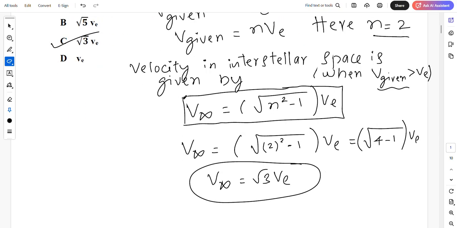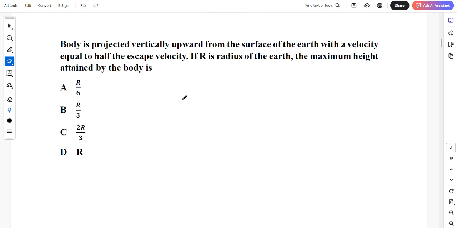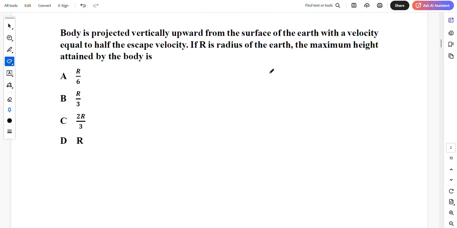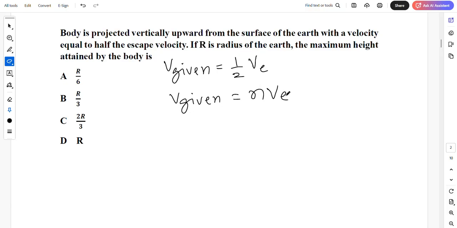Hope you understood. Let us do the next problem. It is saying body is projected vertically upwards from the surface of the earth with a velocity equal to half the escape velocity. Now this time they have given v given is equal to 1 by 2 ve. Okay, that is I can write v given is equal to n into ve. Okay, here n is how much? n is equal to 1 by 2, that is n is less than 1. Now we have maximum height we are supposed to calculate.